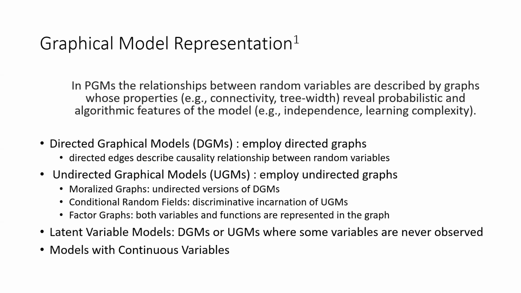We'll see examples. Latent variable models, which are either directed or undirected graphical models, where some variables are never observed. And then we'll finish with examples of models with continuous variables. So while I start, until I go to the last slide, we'll make the assumption that all the variables we have are discrete variables, either binary or with a finite number of values.